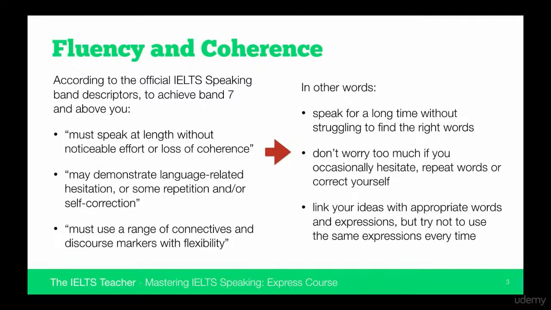You should speak for a long time without struggling to find the right words as you are doing so. Of course, if you're in part 1, as we talked about, you don't have to speak for too long, but just try to speak at length for a longish time without struggling and hesitating. So don't worry too much if you do occasionally hesitate, repeat words or correct yourself. This is permissible and you can still score a band 7 while doing it, but you should try to avoid it if you can.